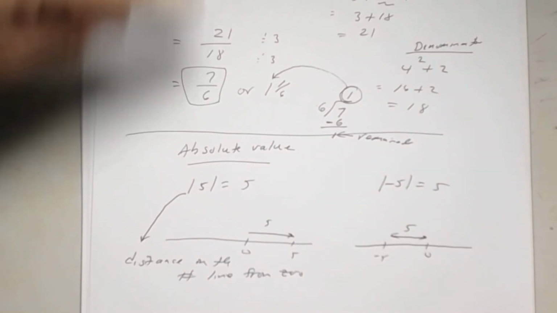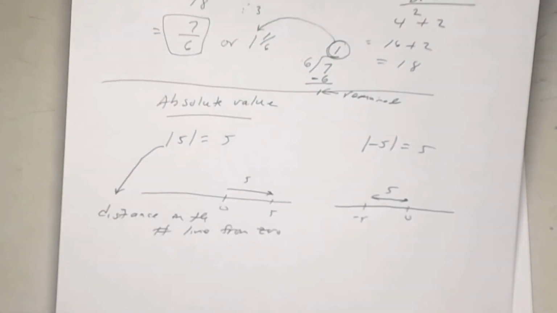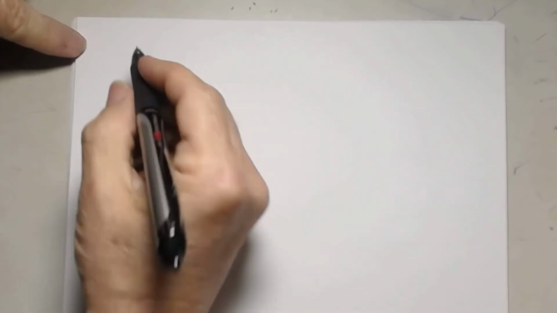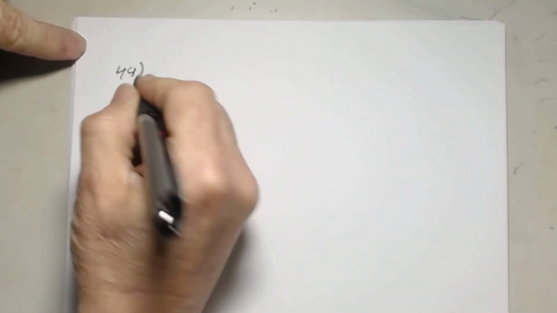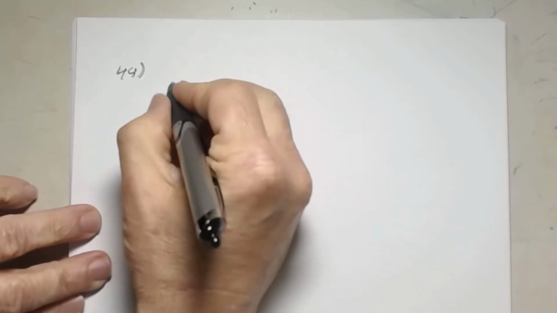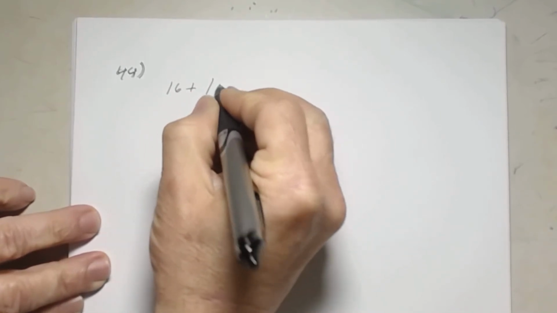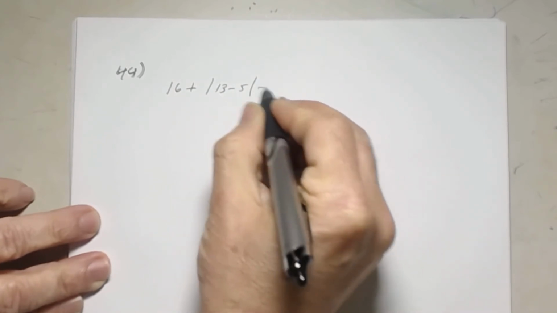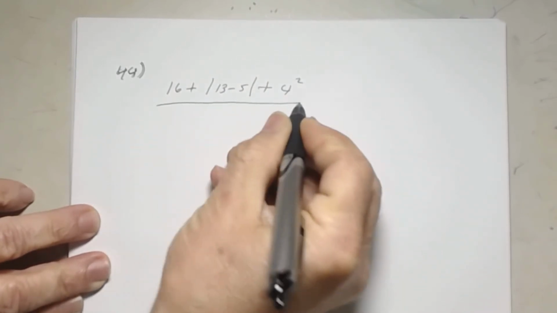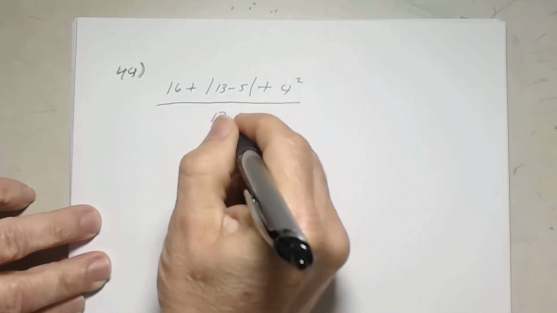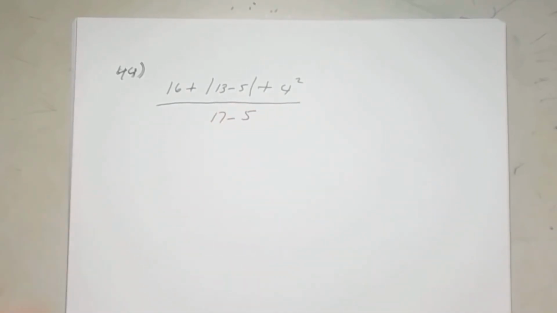All right, now let's do a problem with the absolute value. This is going to be number 44. Number 44 looks like this. That's the numerator, and then the denominator is 4 to the second power. Now think of absolute value as a grouping symbol. Even though it's not a grouping symbol, think of it as a grouping symbol.